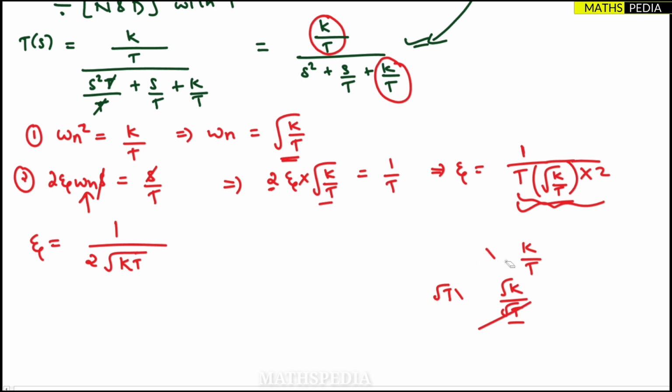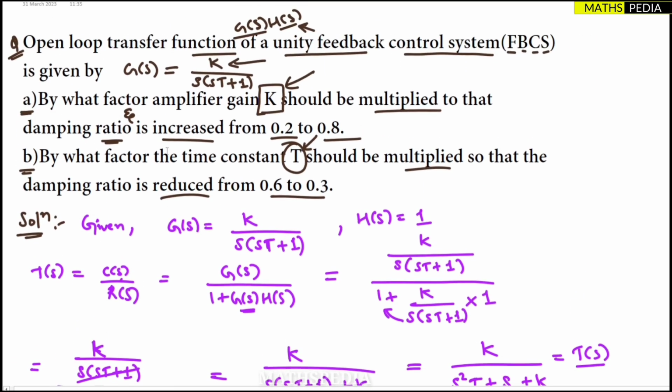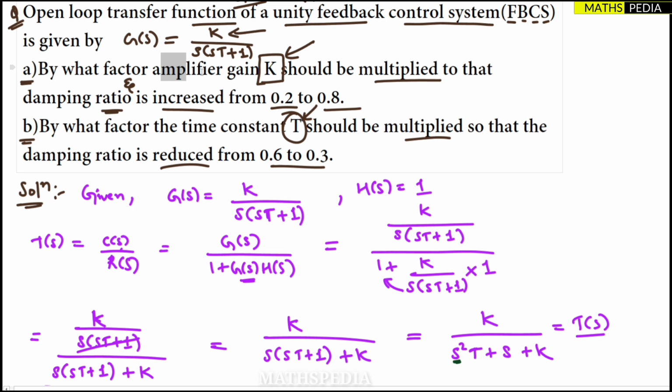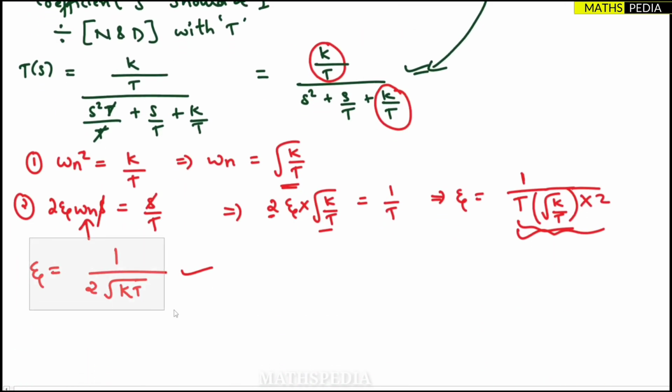So we have got the simplified version, and the zeta value also we got. Now next, what can we do? They have said that we have to find the factor by which the amplifier gain k should be multiplied so that the damping ratio increases from 0.2 to 0.8. So we have to consider two cases where it is increasing. So we'll consider the damping ratio. Already we have the formula.